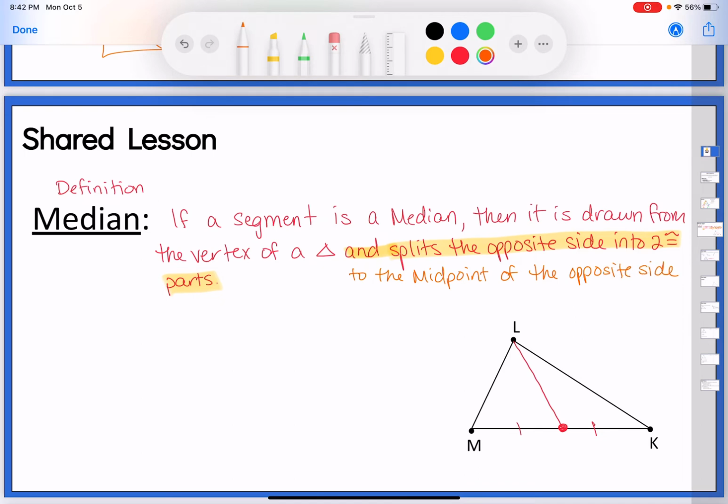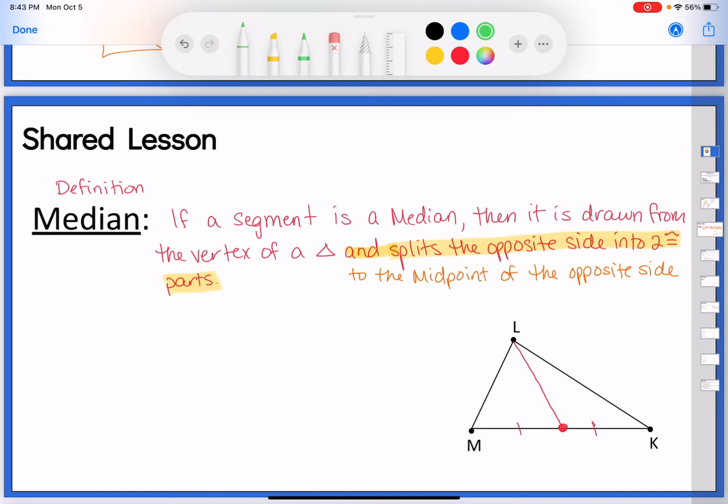So we could swap out that highlighted part, "splits the opposite side into 2 congruent parts," with "to the midpoint of the opposite side" because it means the same thing. But I'll tell you that the one that we use more often in proofs is that it splits the opposite side into 2 congruent parts.